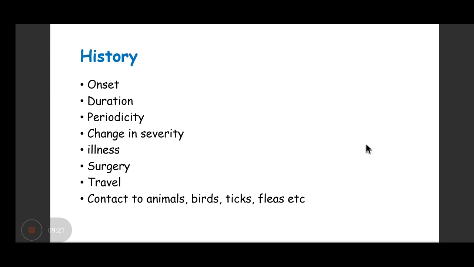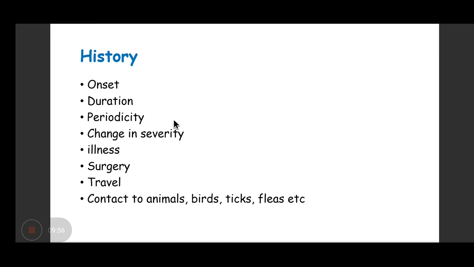So in history, what we look for is the onset of fever, duration of fever, periodicity of fever, change in severity, or any associated illness, or whether the patient had any surgery in the previous month, or has a history of travel. Travel history will tell you if he had traveled to an area which is endemic to a certain disease, and that disease is not present in your area. So without a travel history, it will be very difficult to diagnose that disease.